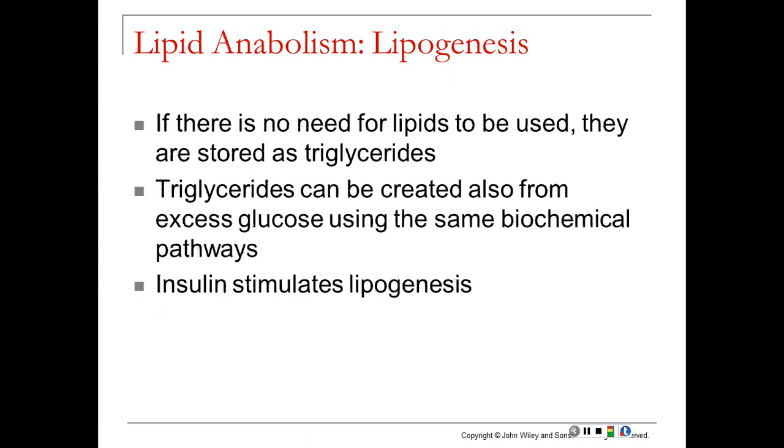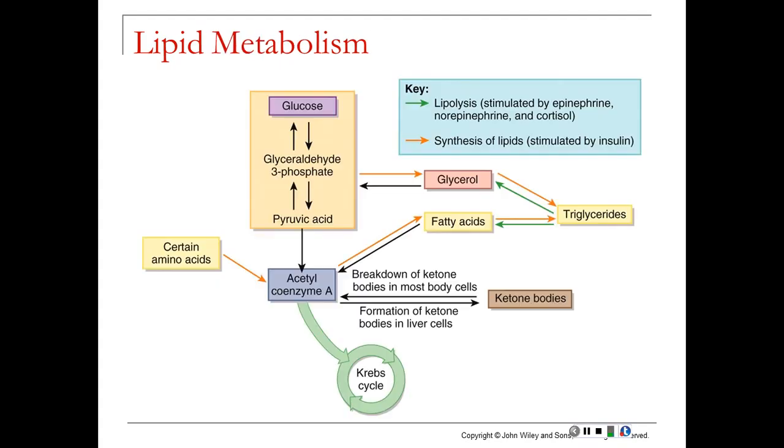The building of fats, lipid anabolism, lipogenesis, is performed if there's no need for lipids to be used. Then they're going to be stored as triglycerides. So in other words, you're bringing lots and lots of glucose into your body. You're bringing lots and lots of fats into your body. You don't need to use them, so you're going to store them. The triglycerides can be created also from excess glucose using that same pathway. Insulin is the hormone that's going to stimulate this process called lipogenesis.